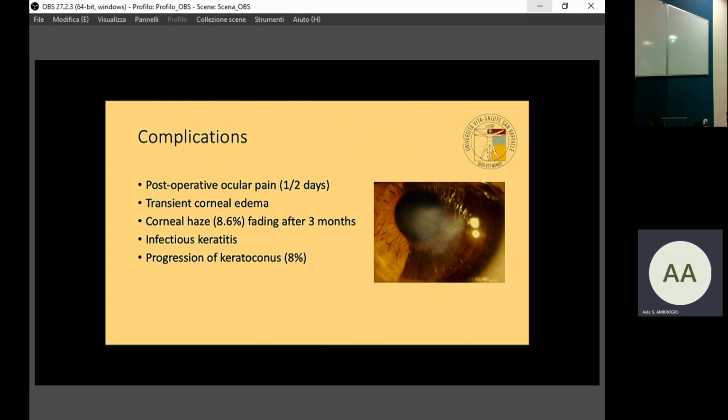So now I'd like to discuss a little bit about the results of this procedure and also the complications. So the results actually are really good. Also the papers after 10 years of follow-up of the patients, which just recently came out this winter, are showing that the progression of keratoconus is around 10%. So it is a really good procedure.